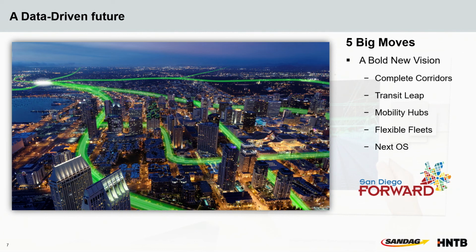Micromobility, scooters, microtransit, neighborhood electric vehicles. These are the types of things that will help us connect folks within the mobility hubs to the transit corridors, through the arterial system, through active transportation networks. And then the next operating system. That's really the enabling technology that will tie all of this together. Think of your cell phone being able to plan a trip across all of these modes to get to your destination in a region that's over 4,200 square miles.